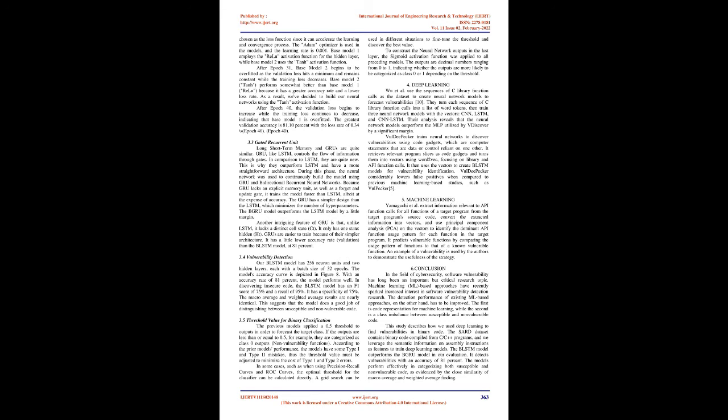3.2 Hyperparameters. To find the best hyperparameters for our deep learning models, we use two distinct base models. Long short-term memory, LSTM, is used in both base models, which have 256 neuron units and two hidden layers with a batch size of 32 for 100 epochs. The output layer was given the sigmoid function. The binary cross-entropy loss is chosen as the loss function since it can accelerate the learning and convergence process. The Adam optimizer is used in the models, and the learning rate is 0.001.